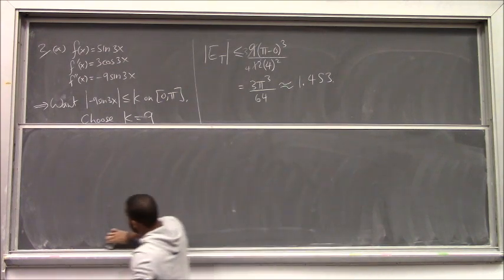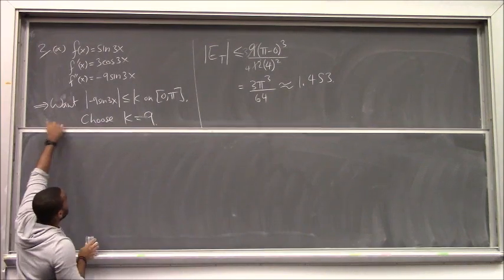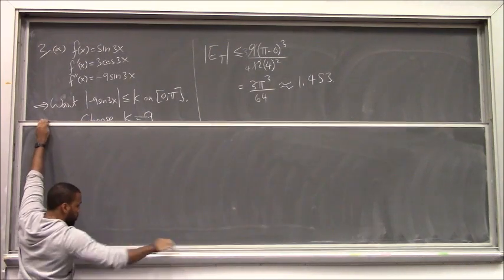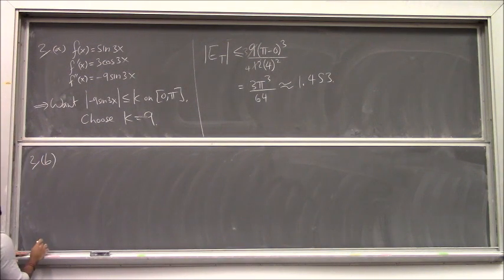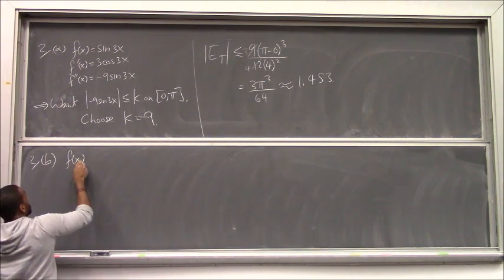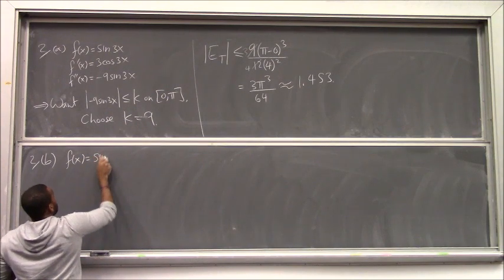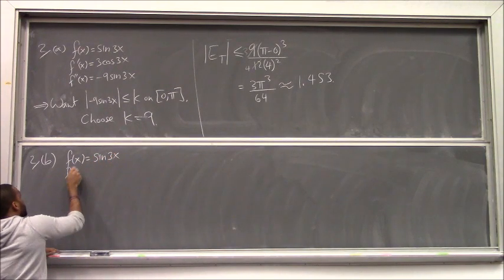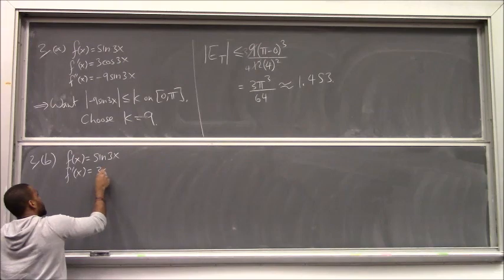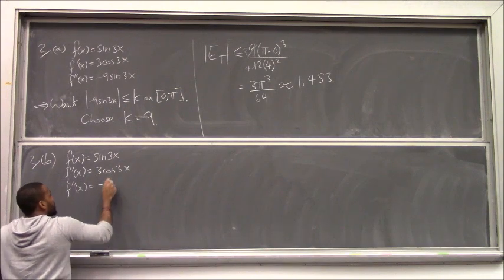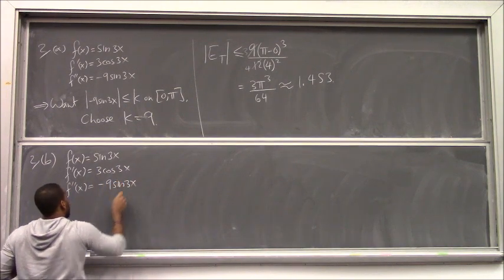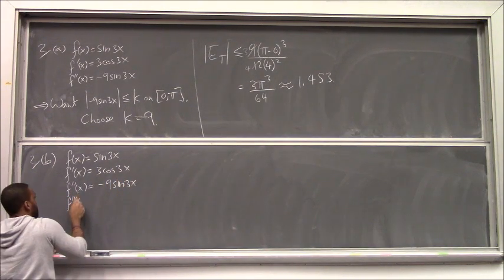So yeah, let's see if Simpson's is any better here. For Simpson's, we need 4 derivatives. We need to check this requirement with the 4th derivative. So 2b. f prime is going to be 3 cosine 3x. f double prime. Triple prime.